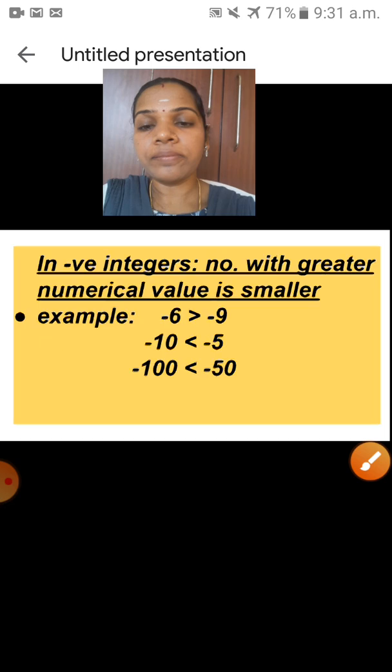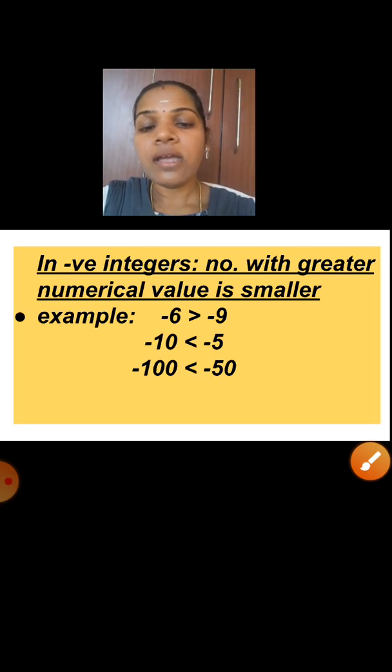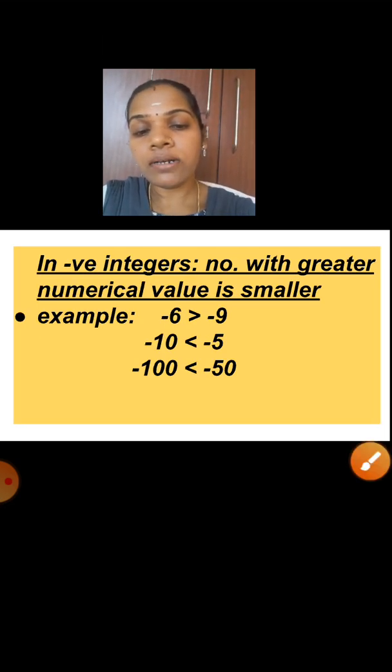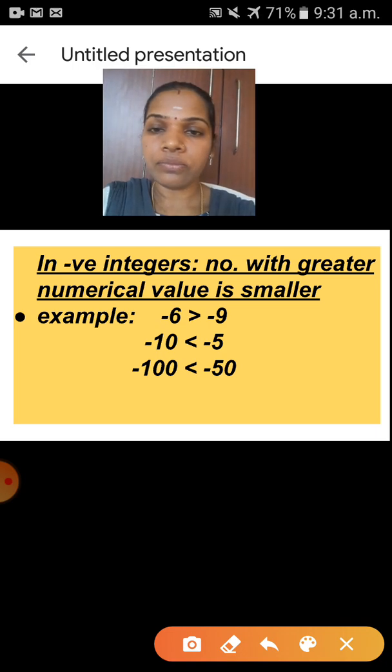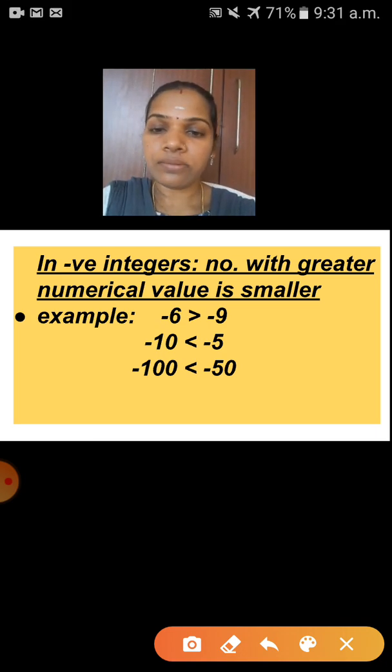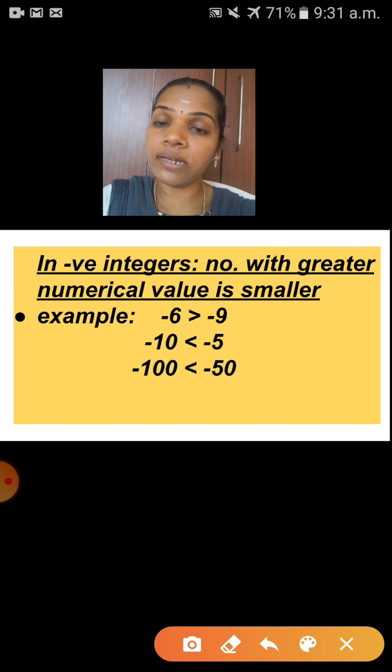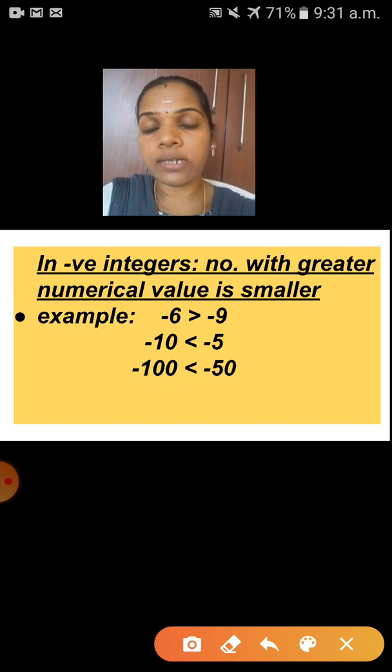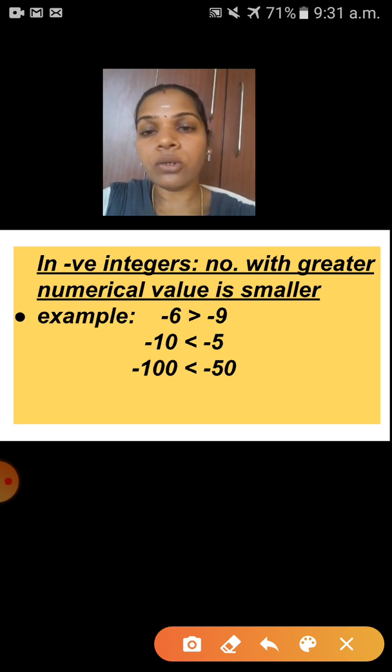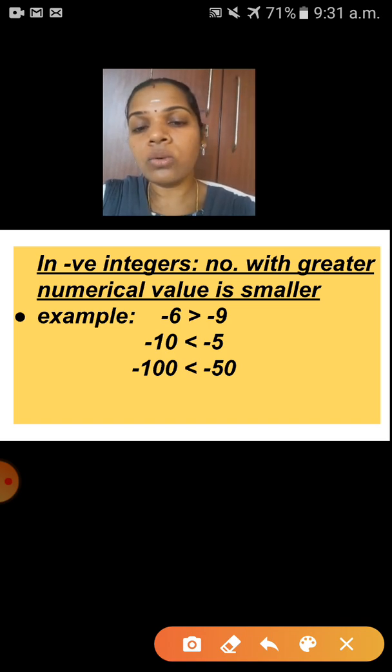So next point, see here children, if the given numbers are two negative integers, what will you write? See here, in negative integers, if the given numbers are two negative integers, the number with greater numerical value is smaller. So just see here, children, the example you have to know.